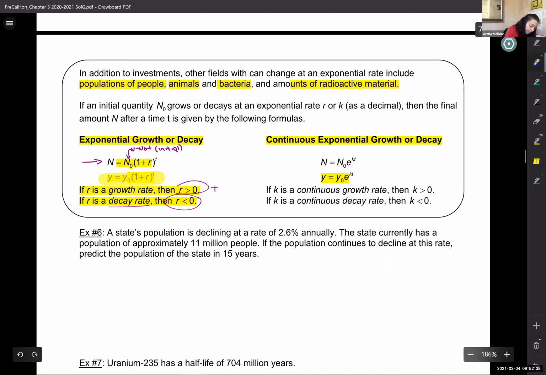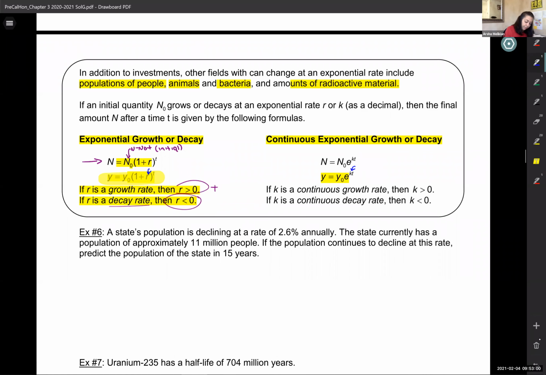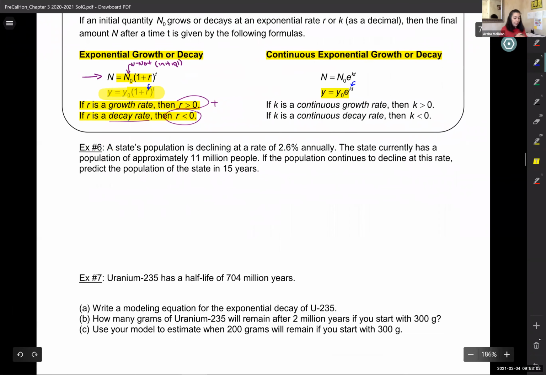And so look, because math people just want to be cool, we use R for the non-continuous rate and K for the continuous rate. K for continuous, I just came up with that, right? You don't even have to use it, you'll just know.